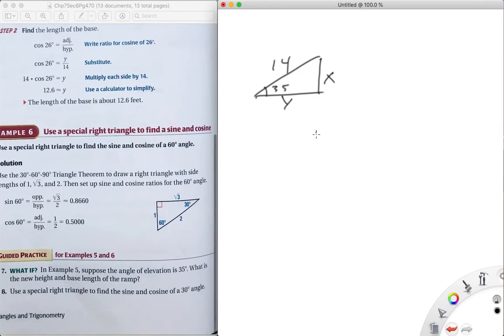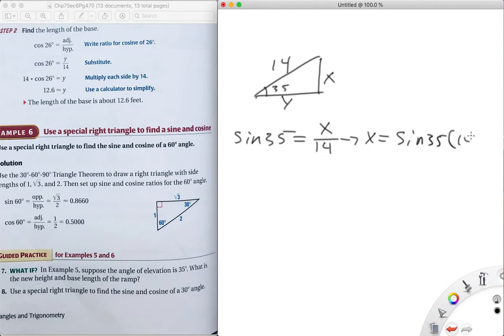Okay. So to find the height, it's going to be sine, opposite over hypotenuse, so sine of 35 degrees equals opposite over hypotenuse, so x is going to equal sine of 35 degrees times 14. So the height of the ramp is about 8.03 feet.